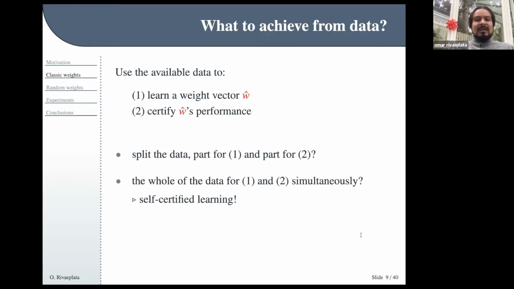is that ideally we would be able to use the whole available training data to achieve both things: learn a predictor and at the same time certify its performance on instances that are not part of the data on which the predictor was learned. That's what we call self-certified learning. Again, I'm not saying that this has been achieved, but this is a very desirable goal.